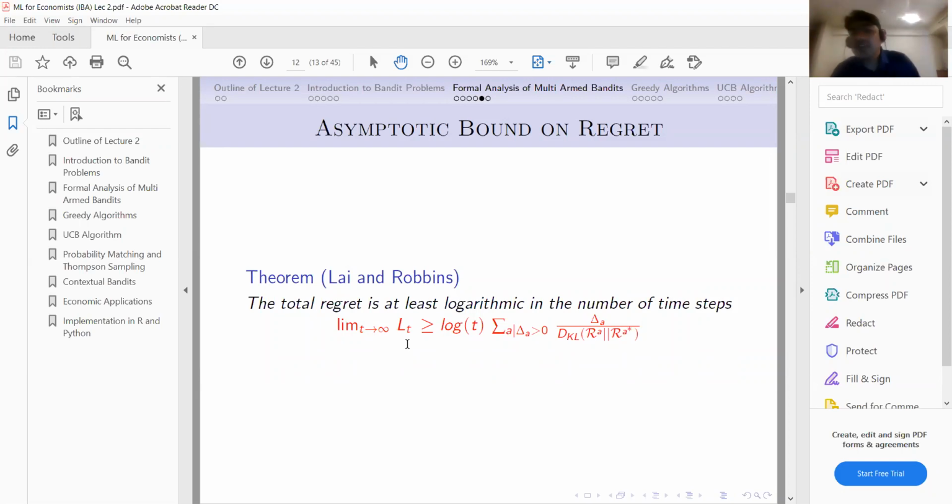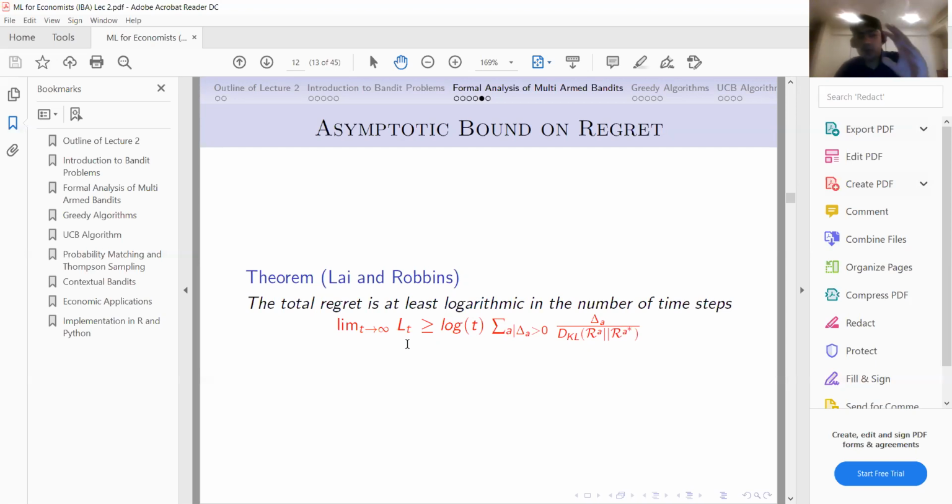The reason why I bring this up is that we want to achieve logarithmic total regret. We don't want linear regret. We want the rate of increase of regret to slow down over time. So we want to achieve logarithmic regret. And this theoretical result guarantees that you can achieve at least logarithmic regret asymptotically, but you can't do better than this. So it is at least logarithmic, and it cannot be minimized beyond that.